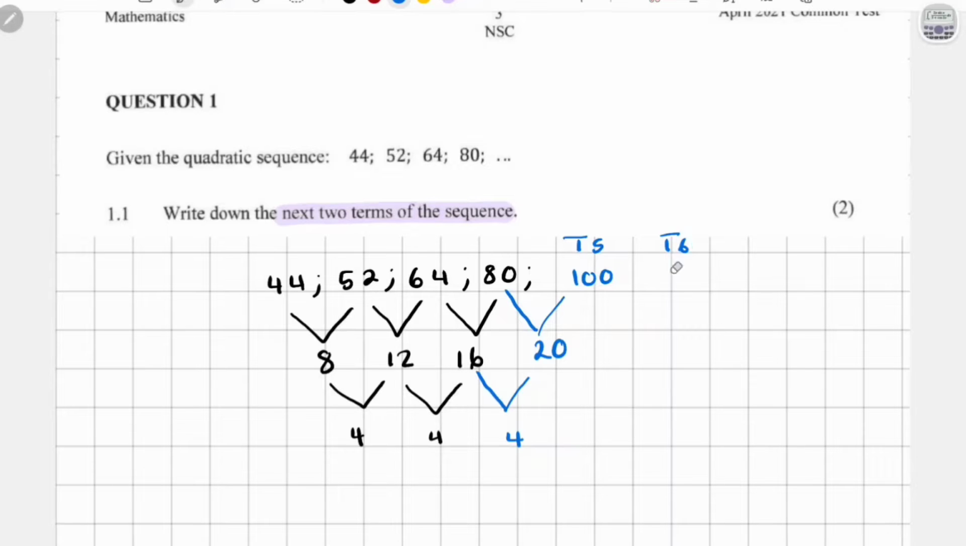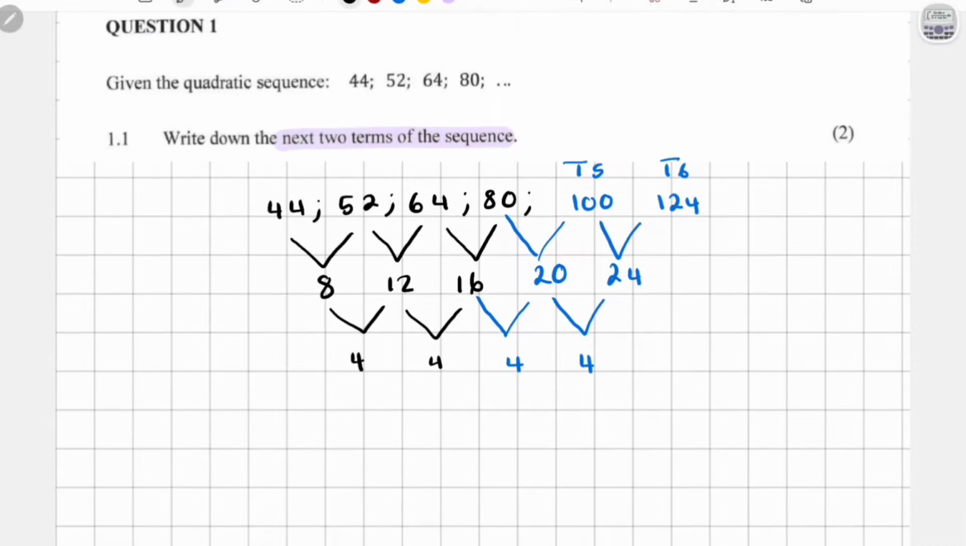Now we still need to find the sixth term. We will do the exact same thing. Our constant difference is 4, so 20 plus 4 is 24. 100 plus 24 is 124. So the next 2 terms are therefore 100 and 124. That's for 2 marks. Moving on to the next question.